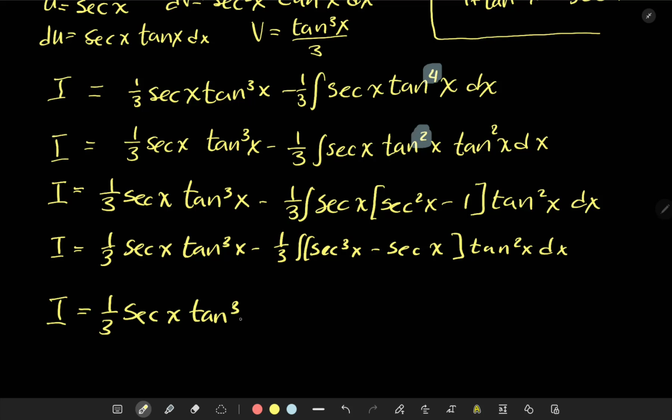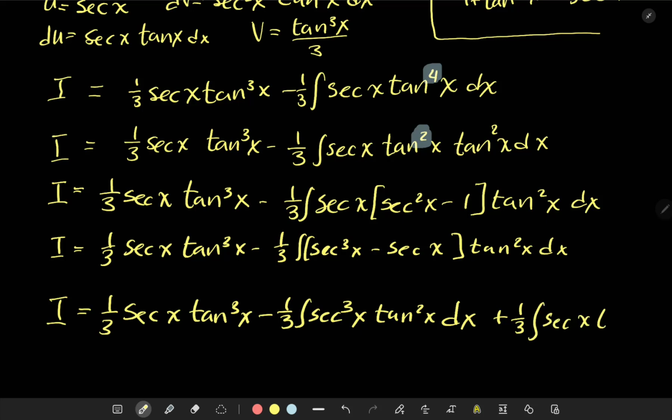So it's kind of chasing our tails a little bit, but that's the way these integrals go. So 1/3 of the integral of secant cubed of x, tangent squared of x dx, plus, when you distribute this, 1/3 of the integral of the secant of x tangent squared of x dx. Whew, barely any room.